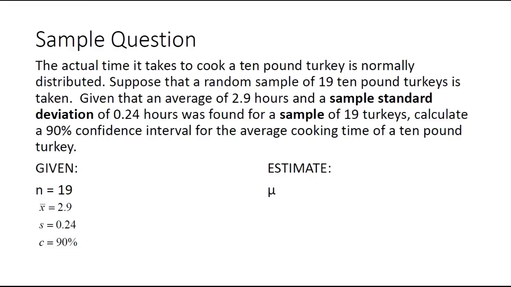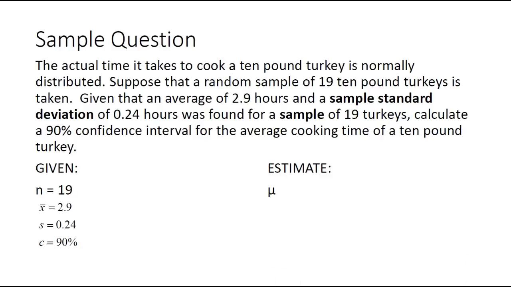So here's a question. The actual time it takes to cook a 10-pound turkey is normally distributed. Suppose that a random sample of 19 10-pound turkeys is taken. Given that an average of 2.9 hours and a sample standard deviation of 0.24 hours was found for a sample of 19 turkeys, calculate a 90% confidence interval for the average cooking time of a 10-pound turkey.